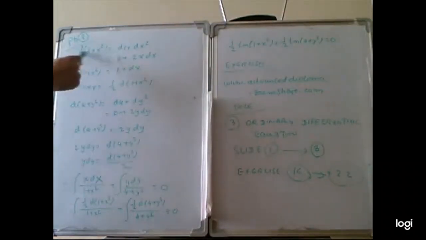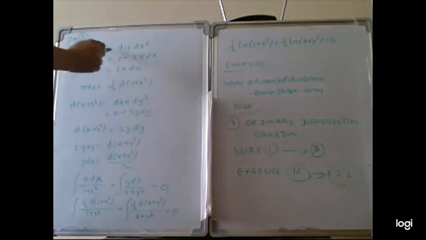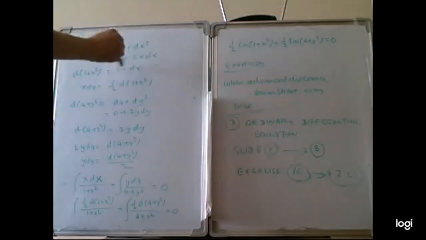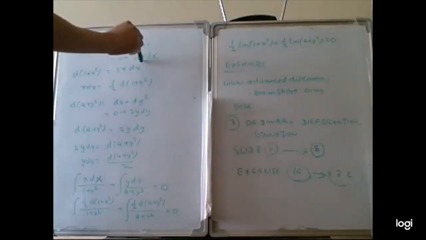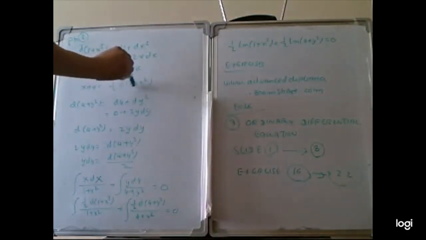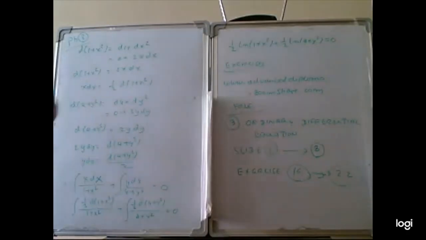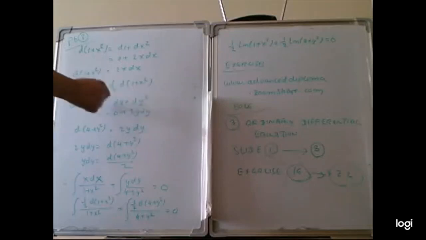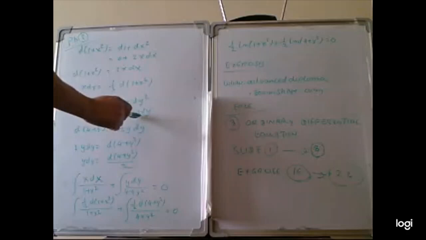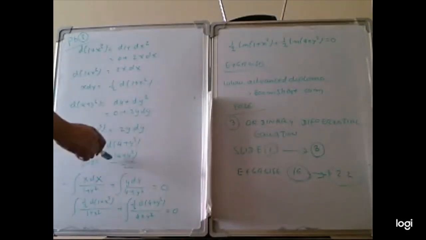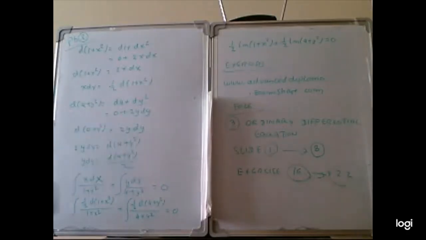First we find d of 1 plus h square. d of 1 plus h square is equal to d of 1 plus d of h square. d of 1 is 0, and d of h square is 2h dh. So d of 1 plus h square is 2h dh, so that h dh is equal to half of d of 1 plus h square. Similarly, d of 4 plus y square is d of 4 plus d of y square. d of 4, the constant, is 0, and d of y square is 2y dy. So d of 4 plus y square is 2y dy. Therefore, y dy is equal to d of 4 plus y square divided by 2.